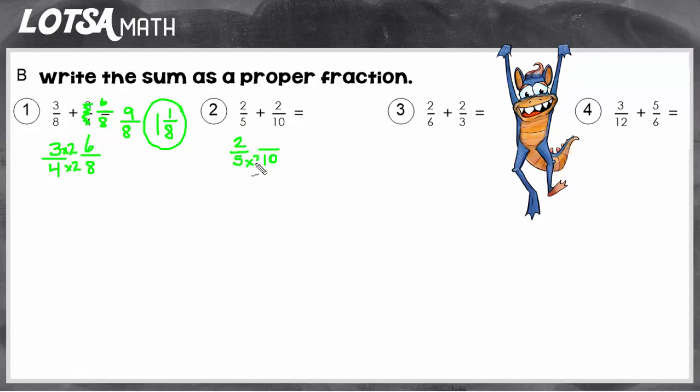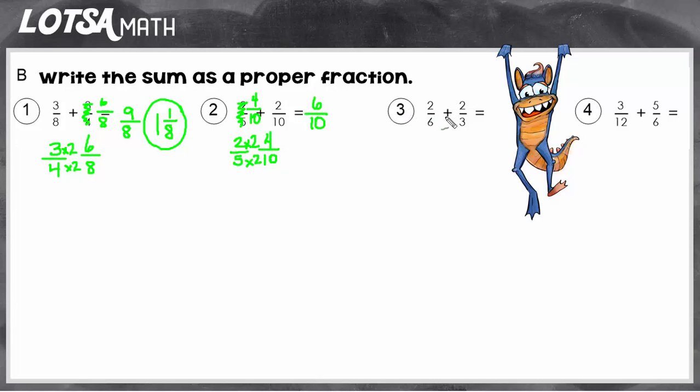So 5 times 2 is 10, and what I do to the bottom, I've got to do to the top. So 2 times 2 is 4. So instead of thinking of this as 2/5, I'm going to think of it as 4/10. And then I can add them up. 4 plus 2 is 6, and my denominator stays the same. So 6/10.